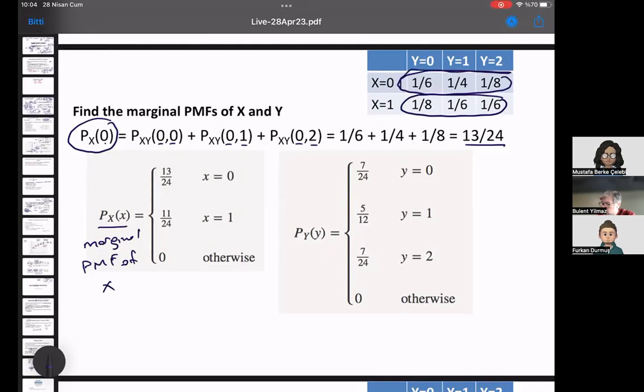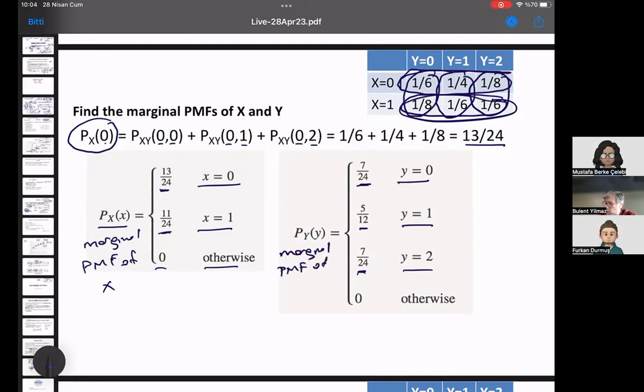Add these right here. Add these right here. And say X equals 0, X equals 1. Otherwise, it is 0. For Y, I'm going to add these two, obtain 7/24. Add these two, obtain 5/12. Add these two, obtain 7/24 for three different cases. Okay. This is again marginal PMF of Y. Easy, right? It's not a problem.